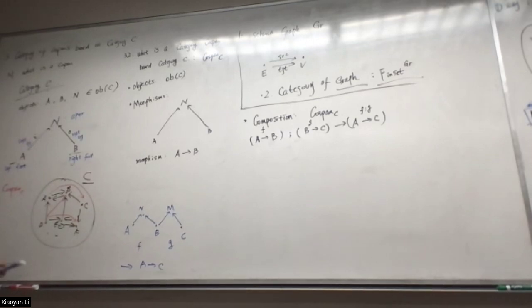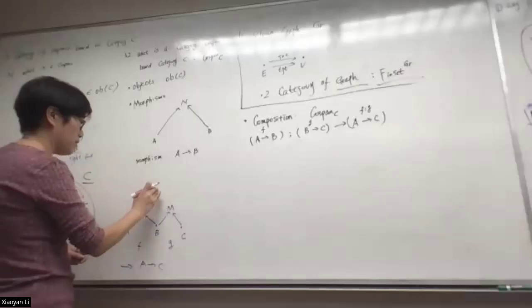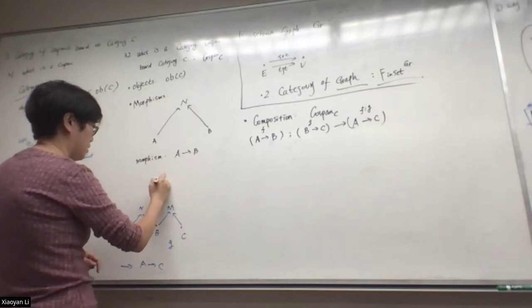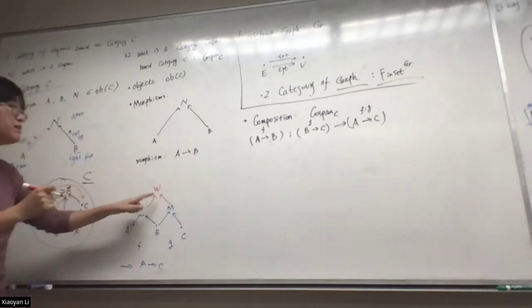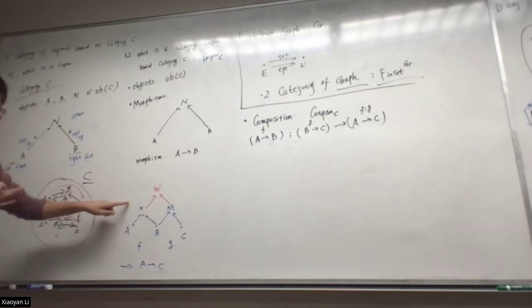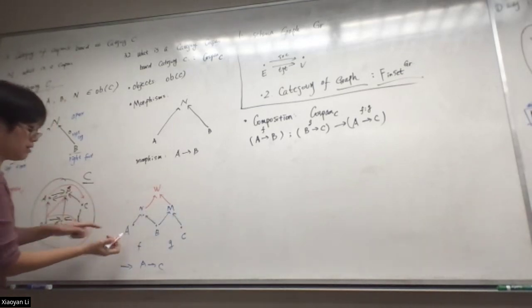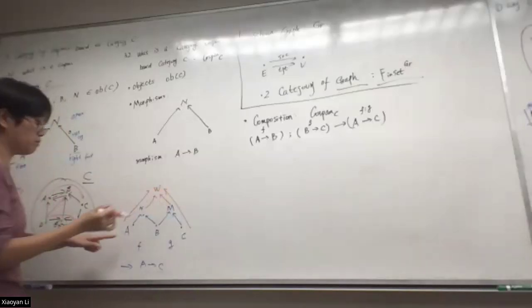There must be a morphism between N and M, for example, a morphism from N, with some label. It must be something like this, right? Yeah, thank you. Then we will get the composed morphism from A to C, right?